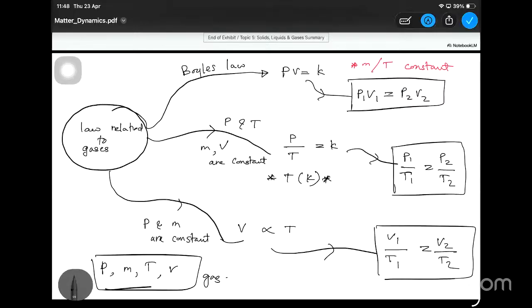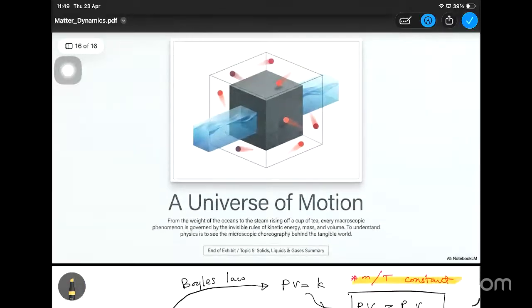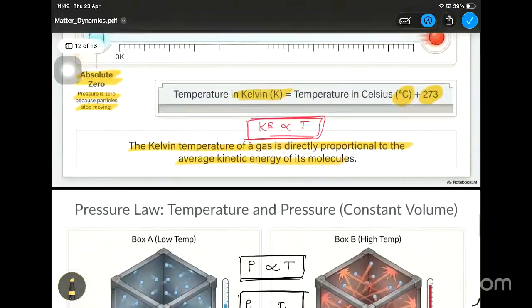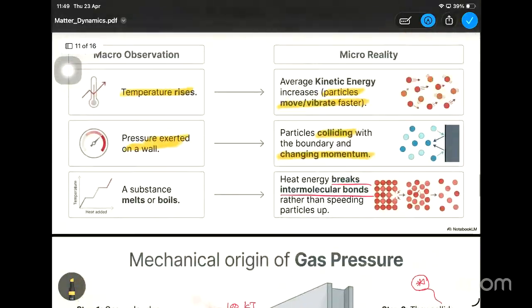So in the first situation, you can see mass and temperature are constant, therefore we are dealing with pressure and volume. In the second case, if it is pressure and temperature, then mass and volume are constant. And in the last one, volume and temperature, which means pressure and mass are going to be constant, right? So remember, these are the parameters that we can change for a gas. So this is just a rough revision about these things.